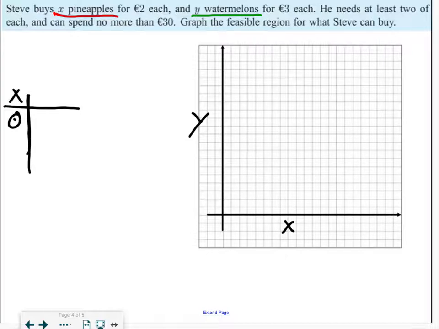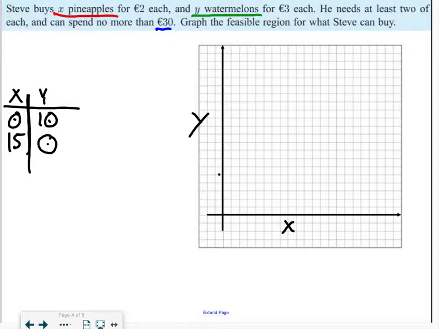Okay, so again, if I think about my equation, first I'm going to say, all right, if I have 0 pineapples, I would have 30 pounds to spend. Okay, and my watermelons are $3 each. So that means I could buy 10 watermelons by themselves. The other scenario, if I buy 0 watermelons and they're $2 each for a pineapple, I could buy 15 pineapples.